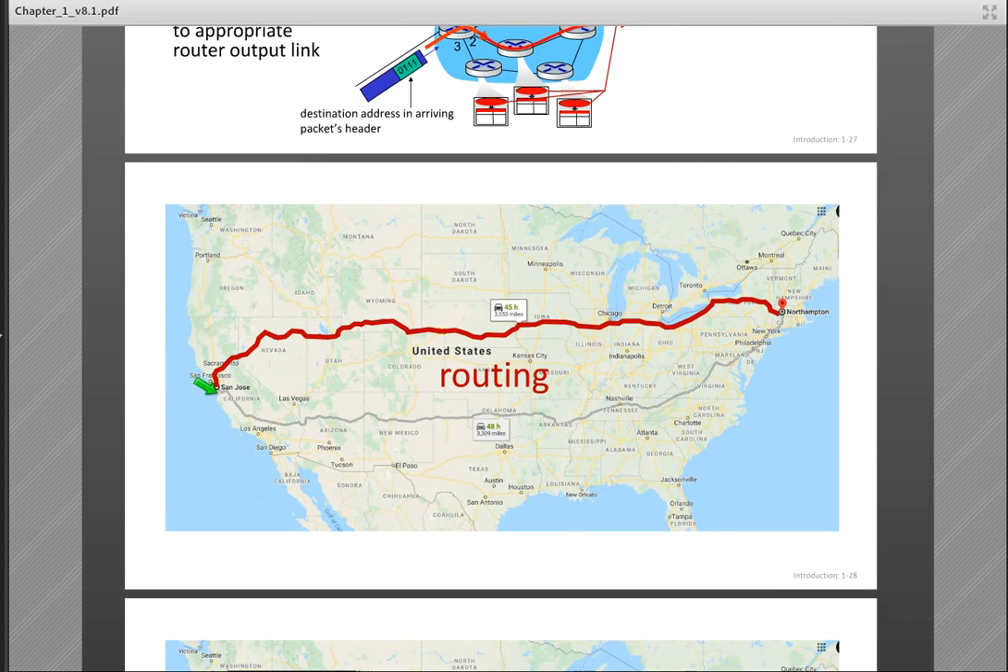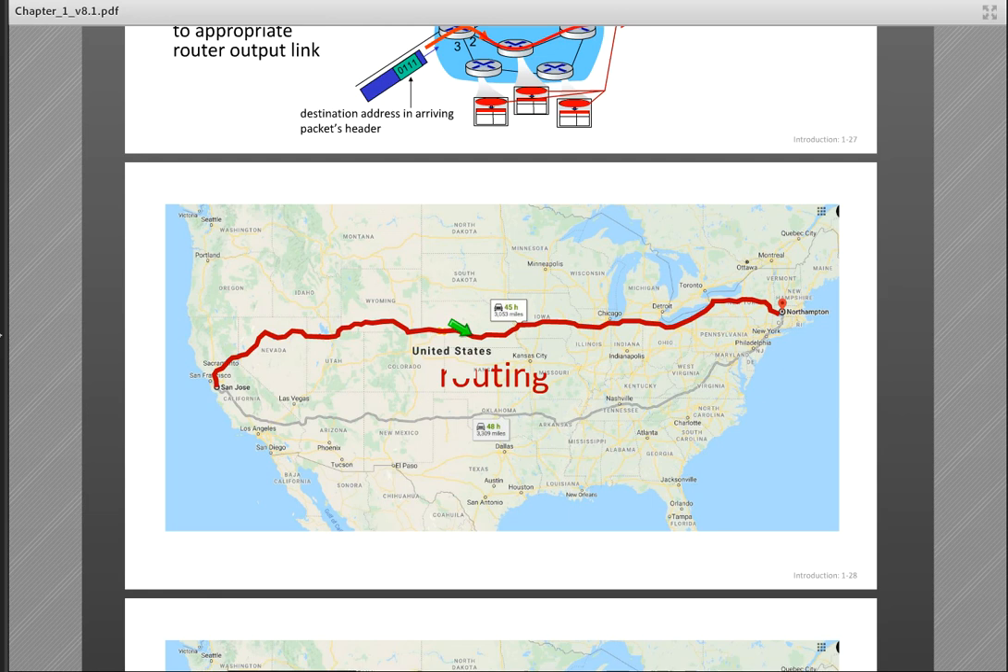Look at this picture. For example, I'm trying to move from a city in the west of the USA toward a city in the east of the USA. Firstly, I should find a route between those cities. This is routing. But which route is good? There are several routes between them.